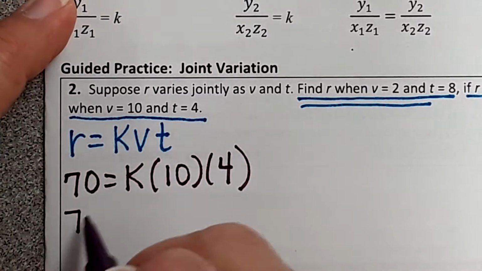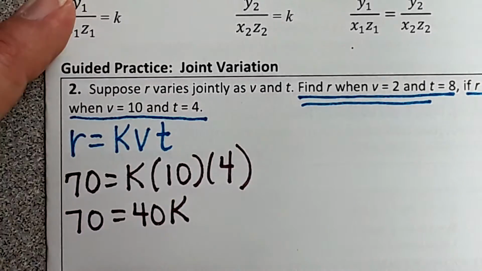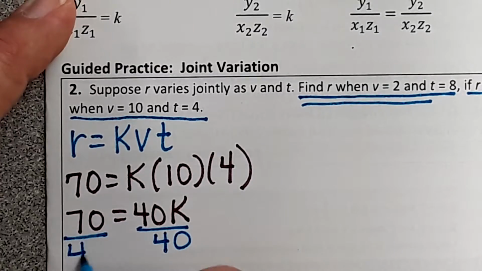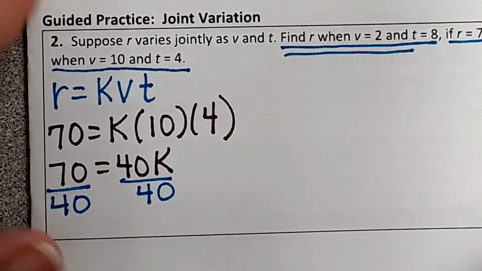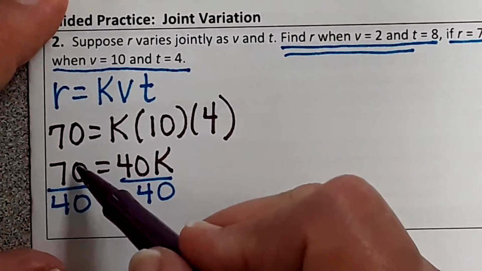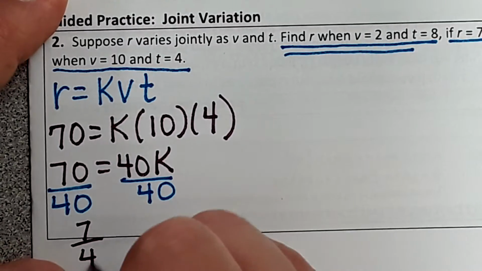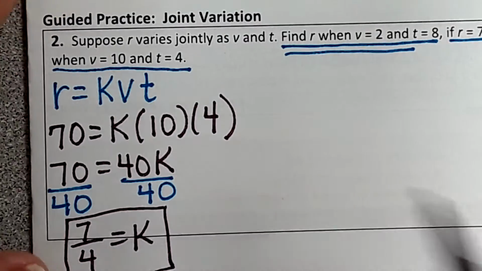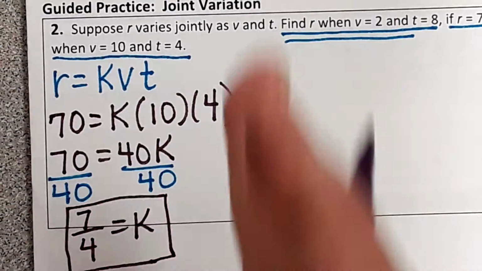So now I have 70 equals 40k, and I'm going to divide both sides by 40. You don't have to use a calculator for this, because the 70 and 40, the zeros cancel out, and you're left with 7/4 equals k. No need for a calculator. The zeros just cancel out because they're both divisible by 10. So that's the if part.